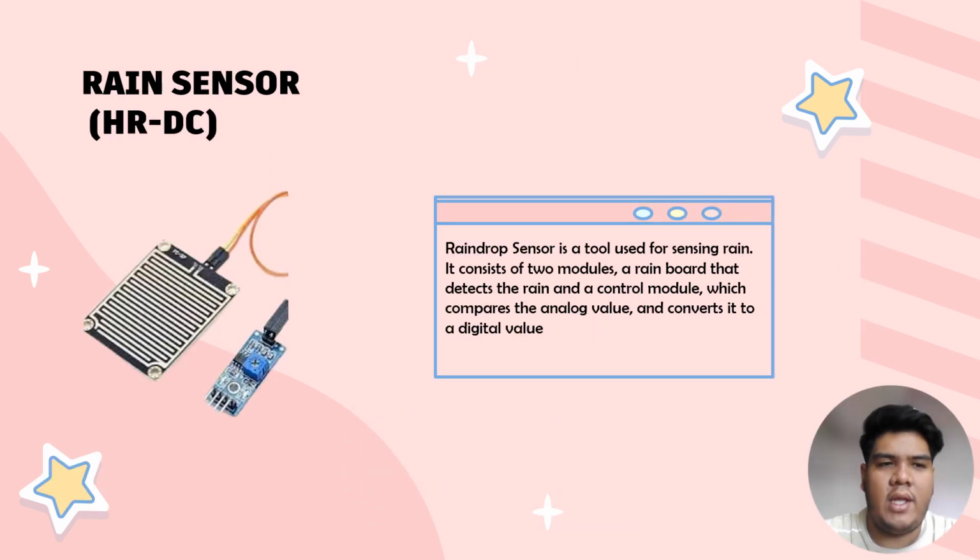Okay, next is the rain sensor. The raindrop sensor is a tool used for sensing rain. It consists of two modules, which are the rain board and the control module. It can compare the analog value and convert it into a digital value.